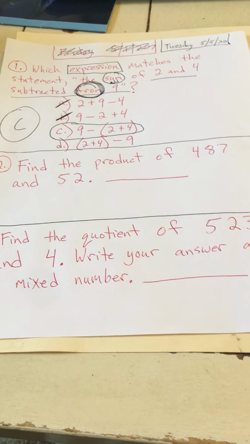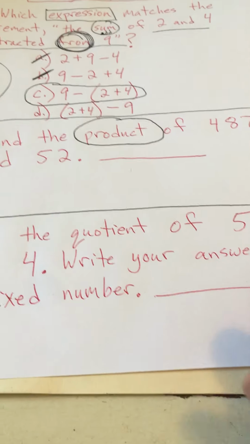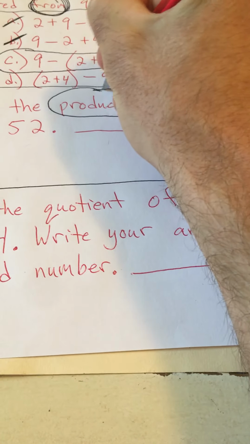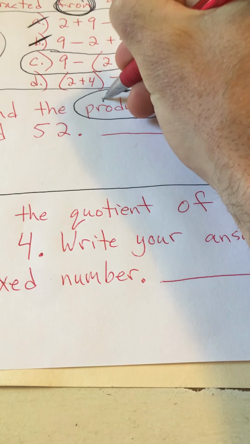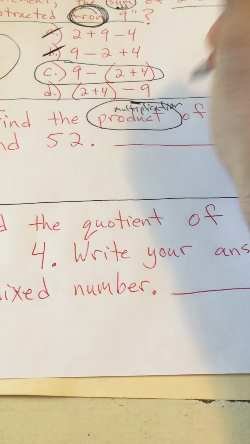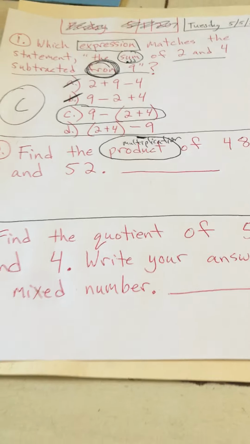Okay, number 2, find the product of 487 and 52. So I'm not telling you anymore whether we're multiplying or dividing or adding or subtracting. I'm using these words because these are words you must be able to identify. All right, so product is the answer to a multiplication problem. So you've got to learn this word. Product is the answer to a multiplication problem.